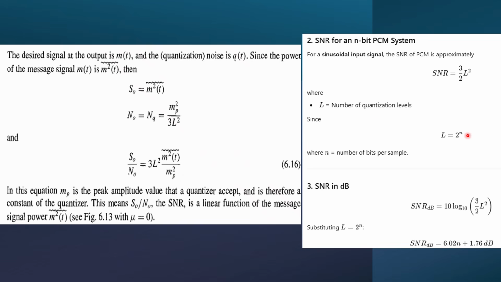Now if you put L, the number of quantization levels, that is L is equal to 2 to the power n, and put the value, then you will get SNR in dB, that is equal to 10 log 10 of 3 by 2 L square. So the value will be SNR equal to 6.02 n plus 1.76 dB. So directly you can get the value of SNR in dB for PCM using this formula if you know the number of bits, right? So this is one of the important results you can remember.